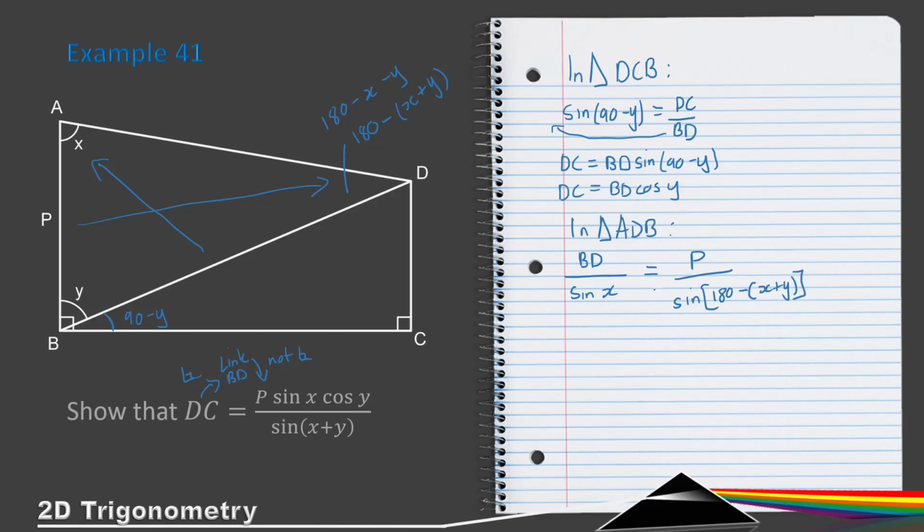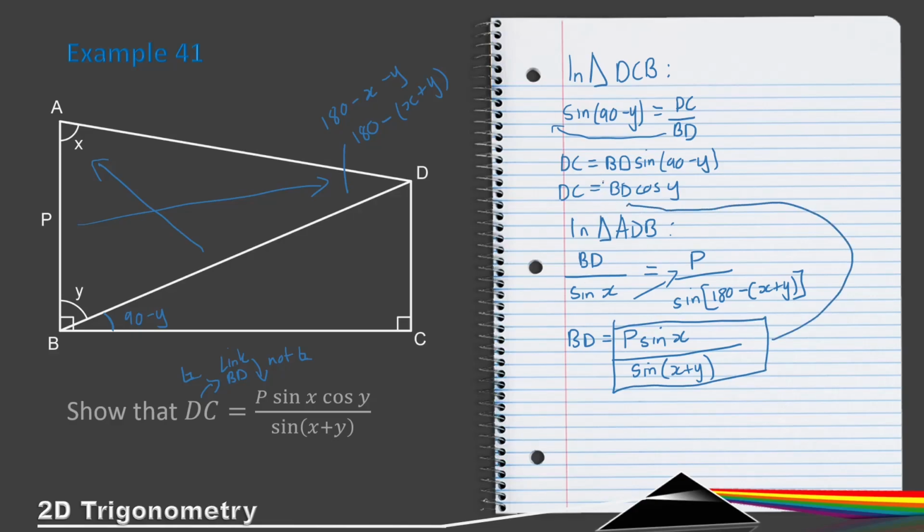Two things. We want BD in terms of P, so we need to solve for BD. We're going to take the sine x up, and we're going to use a reduction formula to simplify this. So BD is equal to P sine x over, 180 minus the angle is in sine's quadrant, so it remains positive. So this is sine, and it becomes x plus y. Now we have the value for BD, and we have our first formula, so we can now substitute the value for BD into the link there.